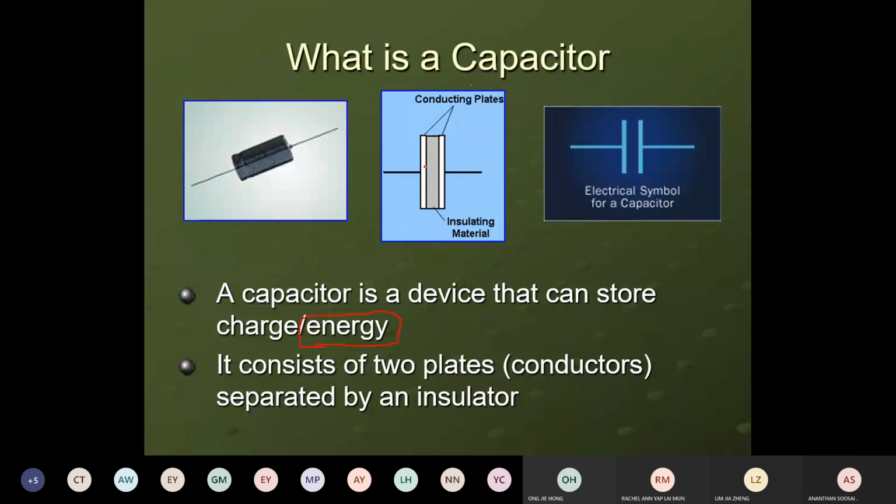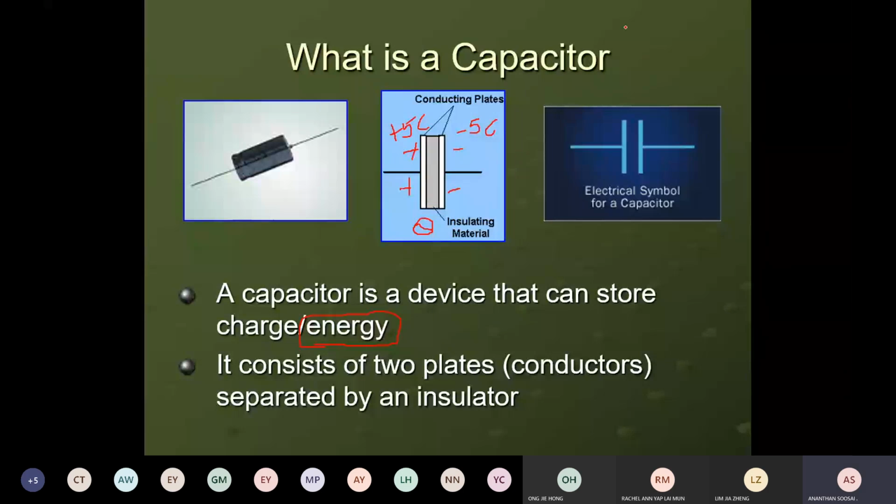Why? Because if one plate is charged positive, the other plate will be charged negative. If the positive is positive 5 coulomb and the negative charge is negative 5 coulomb, the net charge stored in the capacitor is how much? It is 0. The net charge it has is 0. So it's not proper to say that a capacitor stores charge. We say a capacitor stores energy.